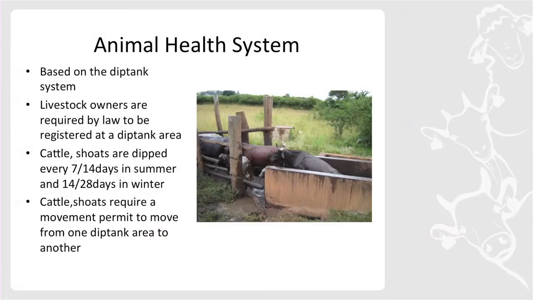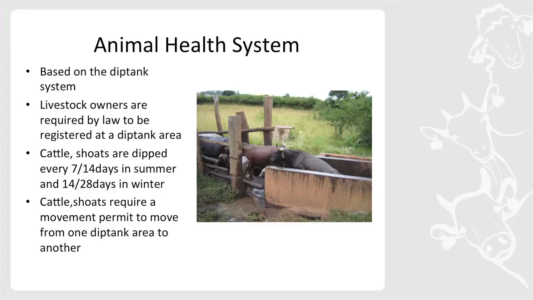The system is based on an animal health system which has been in existence since time immemorial. We call this system the dip tank system. Under this system, the country is divided into 4 technical regions, and those regions are divided into sub-regions, and each sub-region is divided into dip tank areas. Within those dip tank areas, every livestock owner is required by law to be registered to a dip tank structure which is in that area.